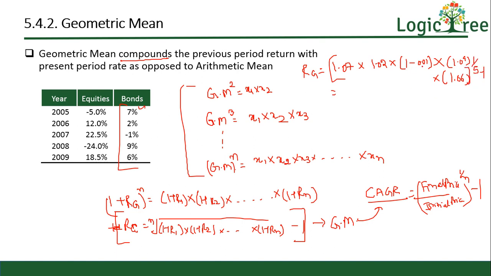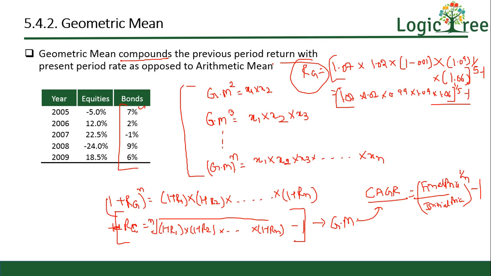So this 1 minus 0.01 will become 0.99. So it is 1.07 into 1.02 into 0.99 into 1.09 into 1.06 raised to the power 1 by 5 minus 1. This is the geometric mean of the bonds in the last 5 years.